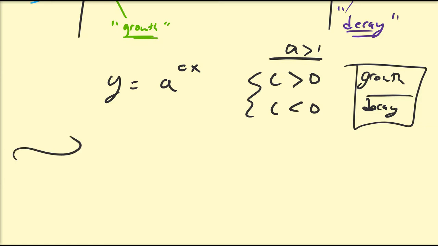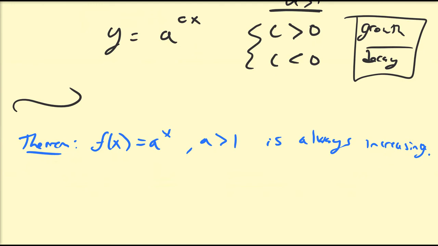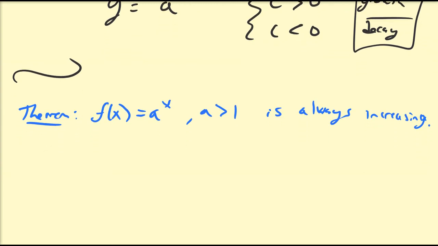Now there is an important property that we're going to use later, and that's the following theorem. Namely, the function f of x is equal to a to the x with a bigger than 1 is always increasing. Now, from the graph, you may say, well, that's obvious, but maybe for some arbitrarily large or arbitrarily negative values of x, maybe it decreases or something, right? So how can we algebraically prove that this function is always increasing?